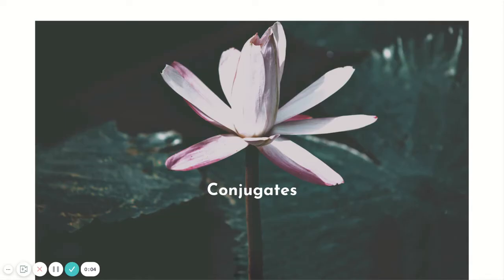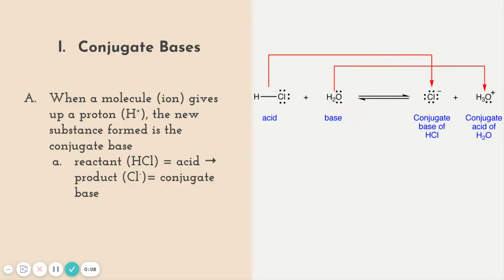Conjugates. Conjugate acid-base pairs is what we're going to focus on. Basically, when you define a reactant as an acid or a base, what it did to become that acid or base, the product of what it did is going to make it a conjugate.